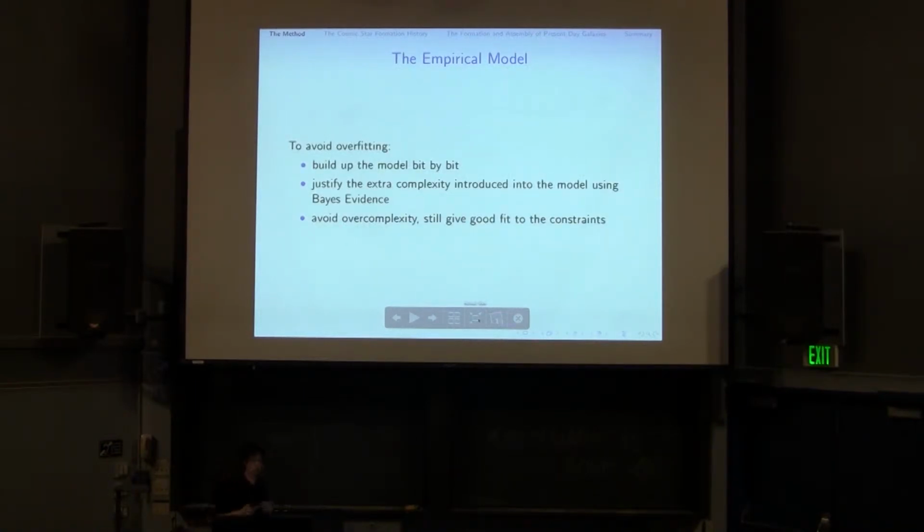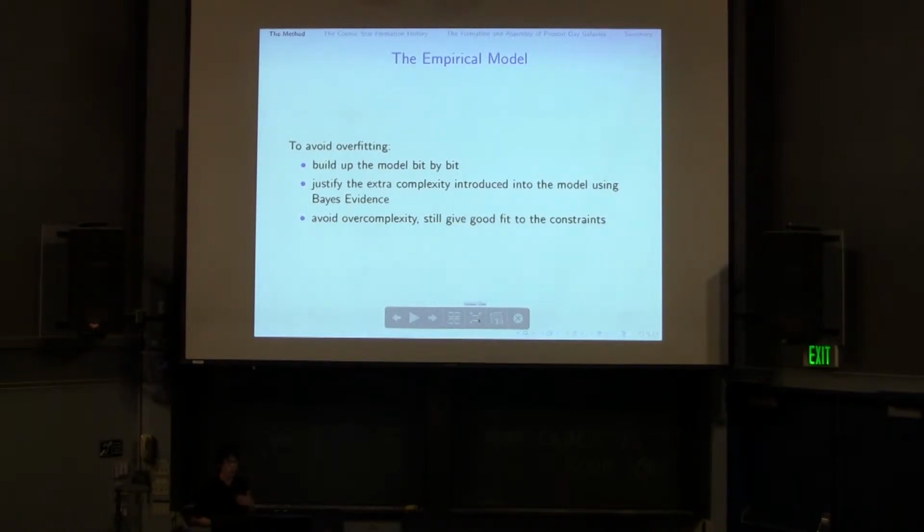In principle, we can build a very complex model in the first place, so that we can fit whatever observational constraint we have. However, by doing so, one may risk overfitting, and it's very likely to get fake information from the data. So instead, we start with the simplest model, in which all the model parameters are independent of redshift, and we build up the model bit by bit. And we justify every extra complexity introduced into the model using Bayesian evidence.